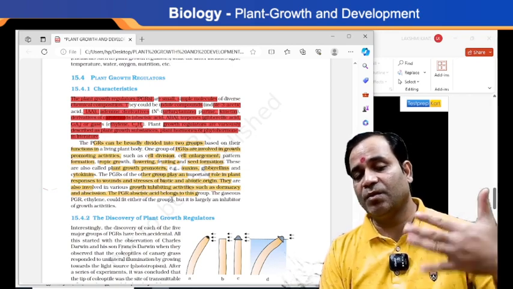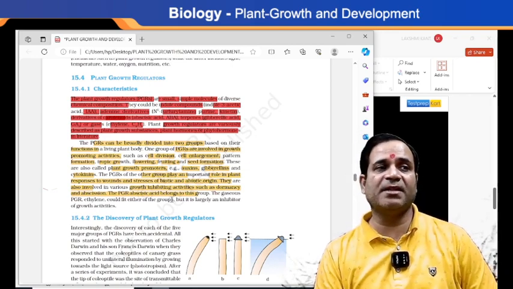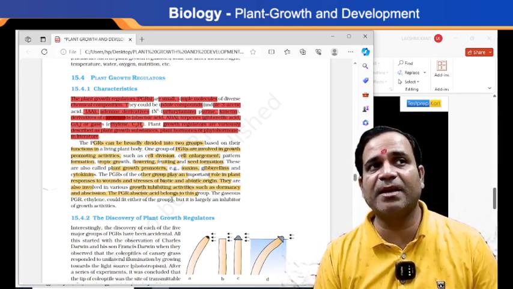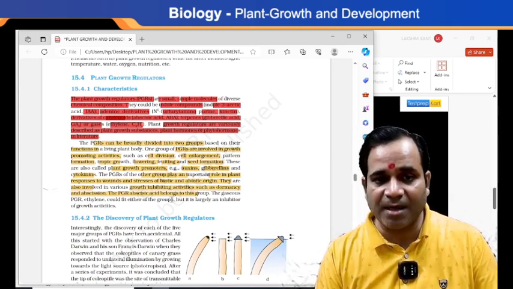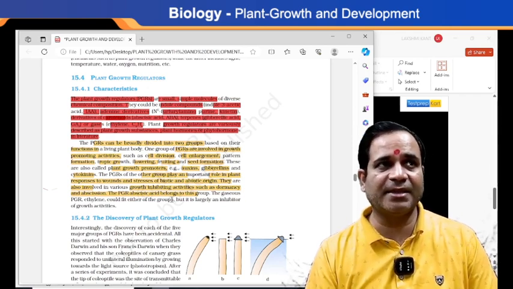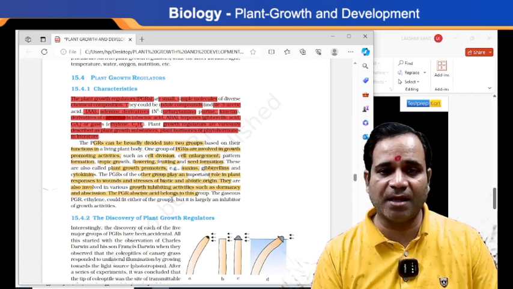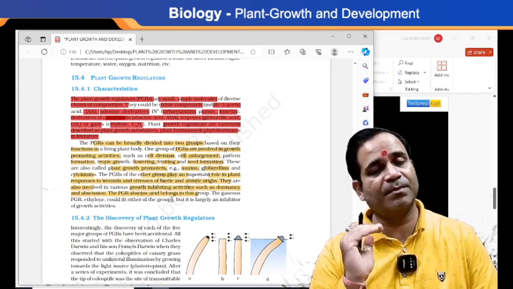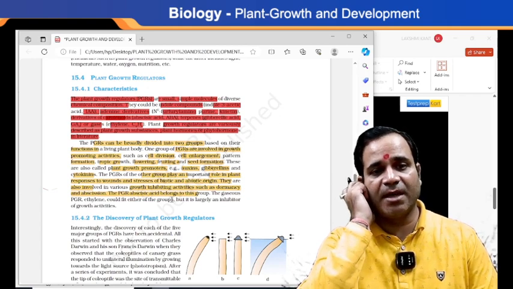Here there are two types: one is the growth promoting hormone, the second one is the growth inhibiting hormone. When the plant becomes mature, there is a growth inhibiting hormone. And when the plant is in the form of growth, then there is a growth promoting hormone, my dear.